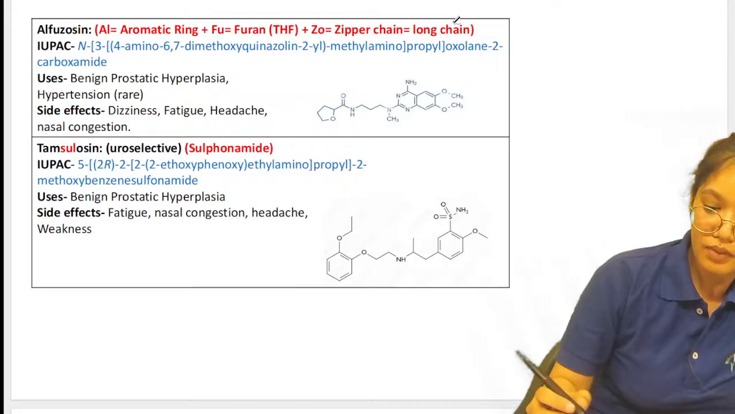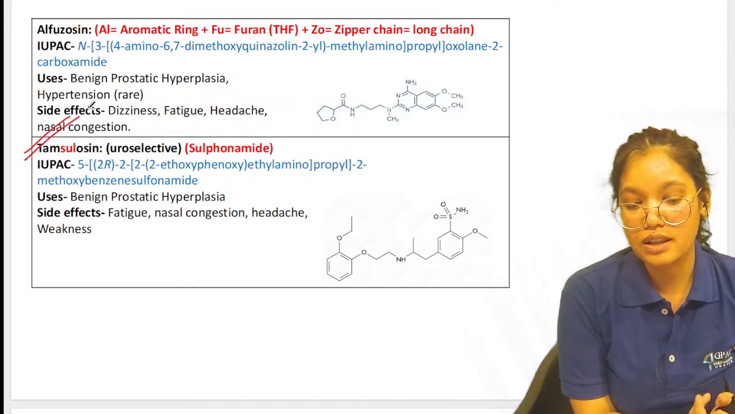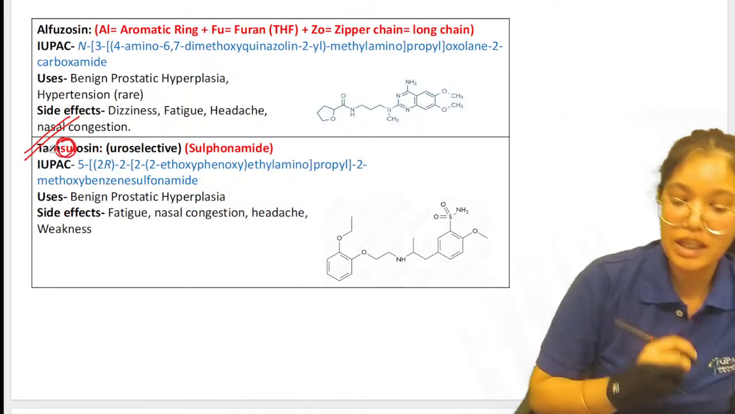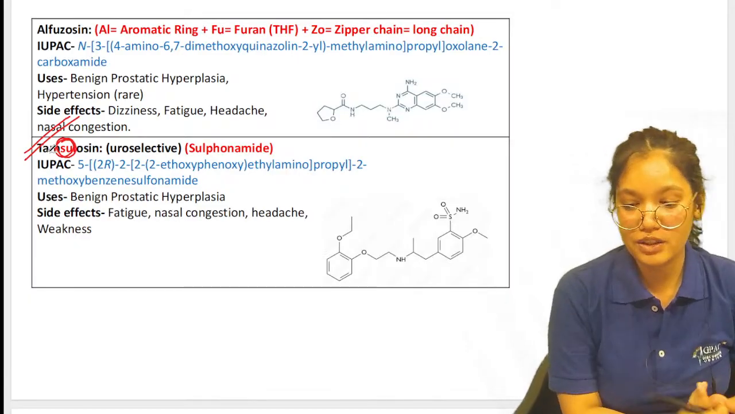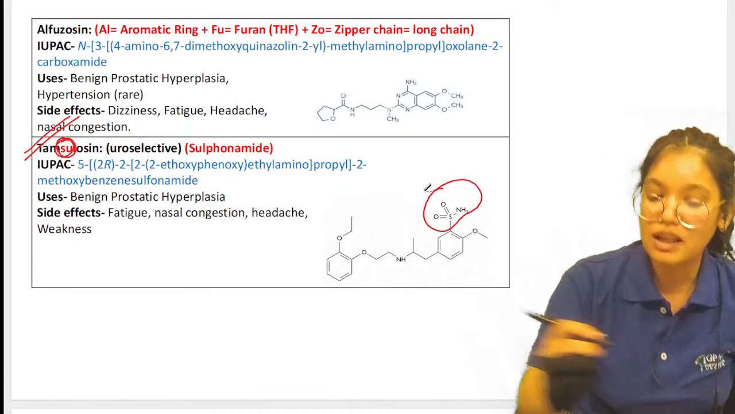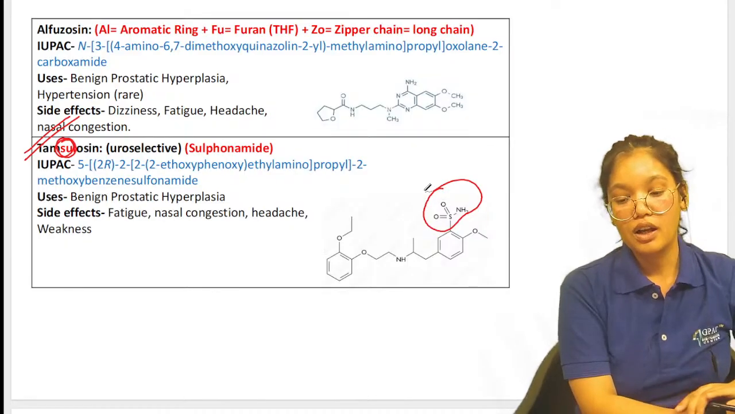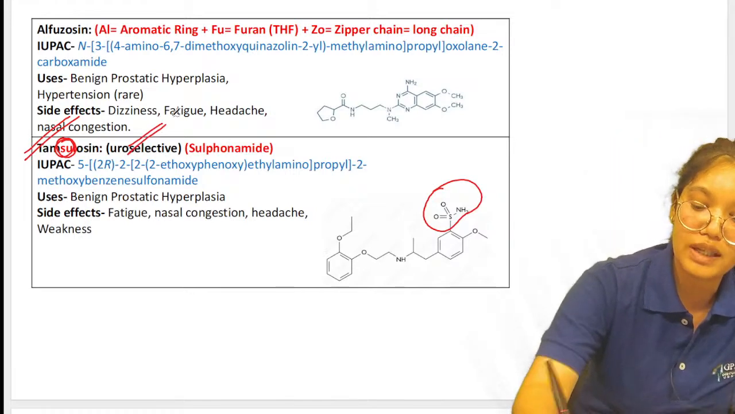Okay, now the next drug, tamsulosin. Now from tamsulosin, from sul we can say it has a sulfonamide group in its structure. So here we have a sulfonamide group attached in its structure. Okay, now this tamsulosin is uroselective.